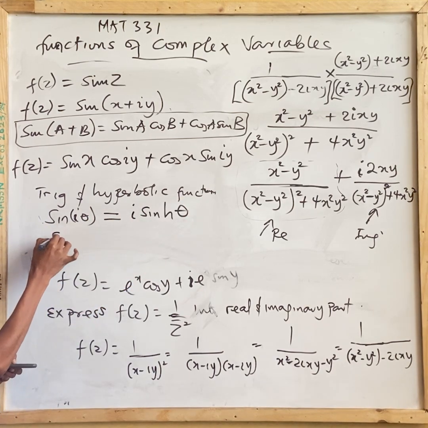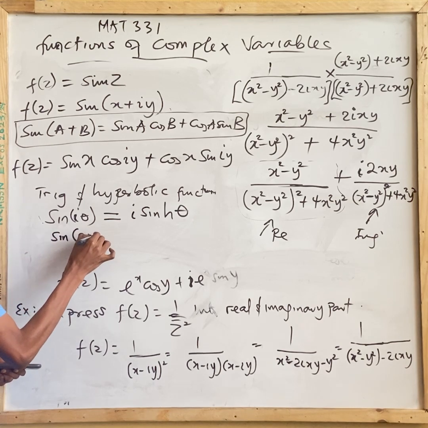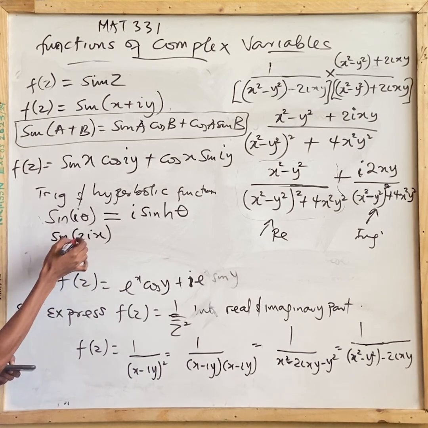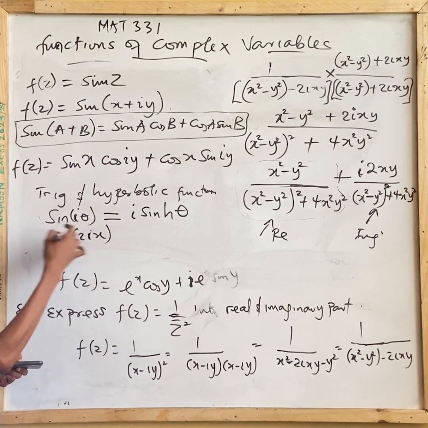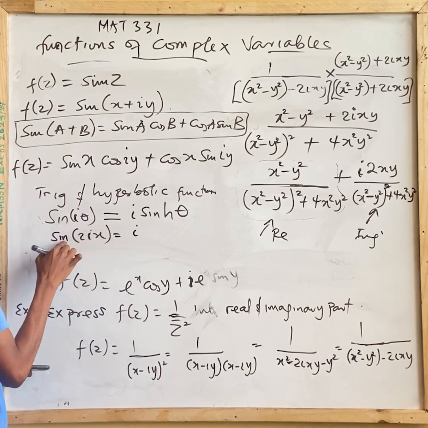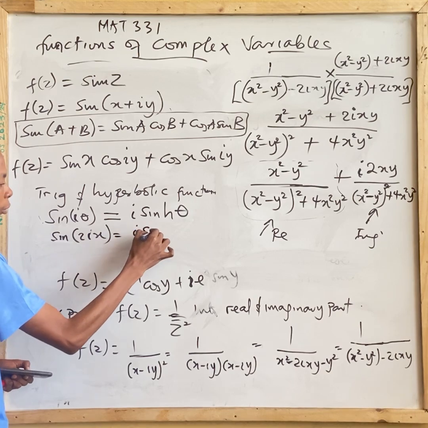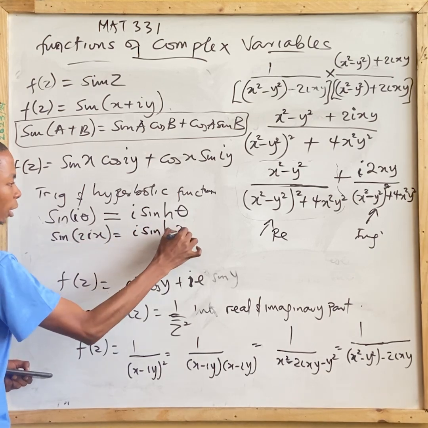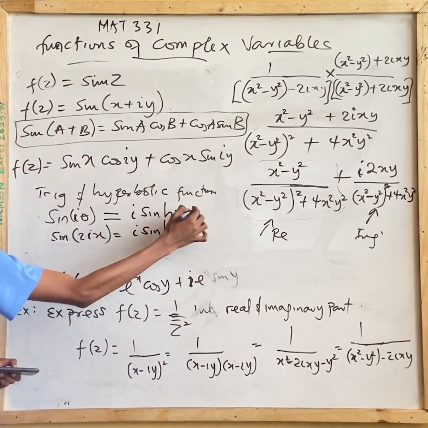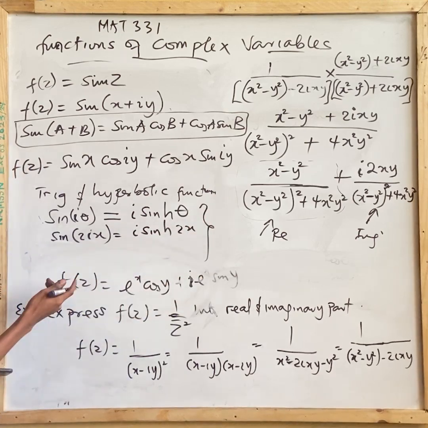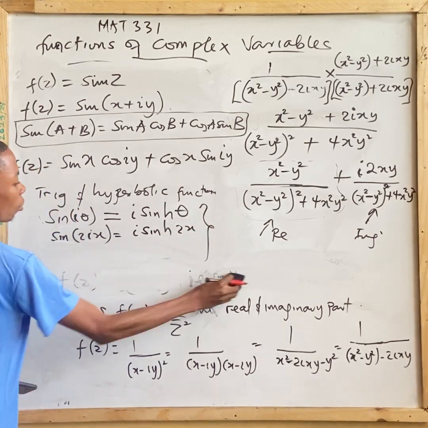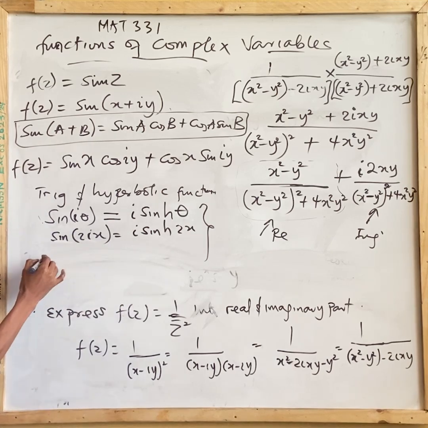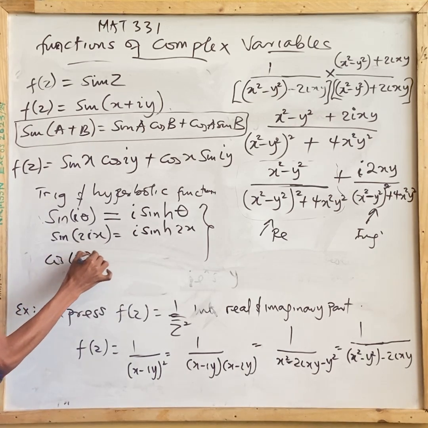For example, let's say I have sine 2ix. So this i will move to the back to turn to i, and then this sine will change to sinh of the remaining angle, 2x. That is how sine behaves. And also, if I have cos, let's say I have cos i theta.